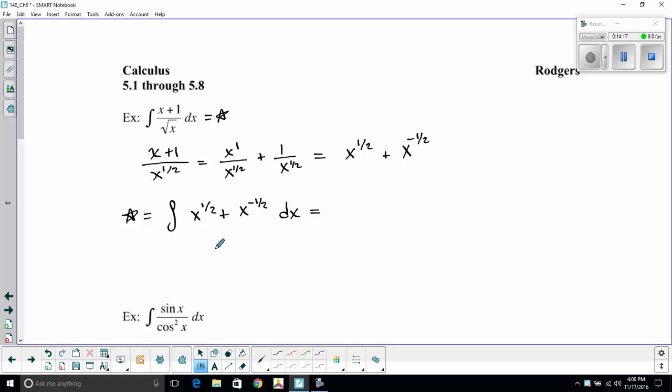So now I add 1, that would be 3/2, so 2/3, because you divide by 3/2, so flip it. And then you get x to the 3/2. All right, now add 1, and you get positive 1/2, so plus 2 x to the 1/2. Yep. Plus c. All right.